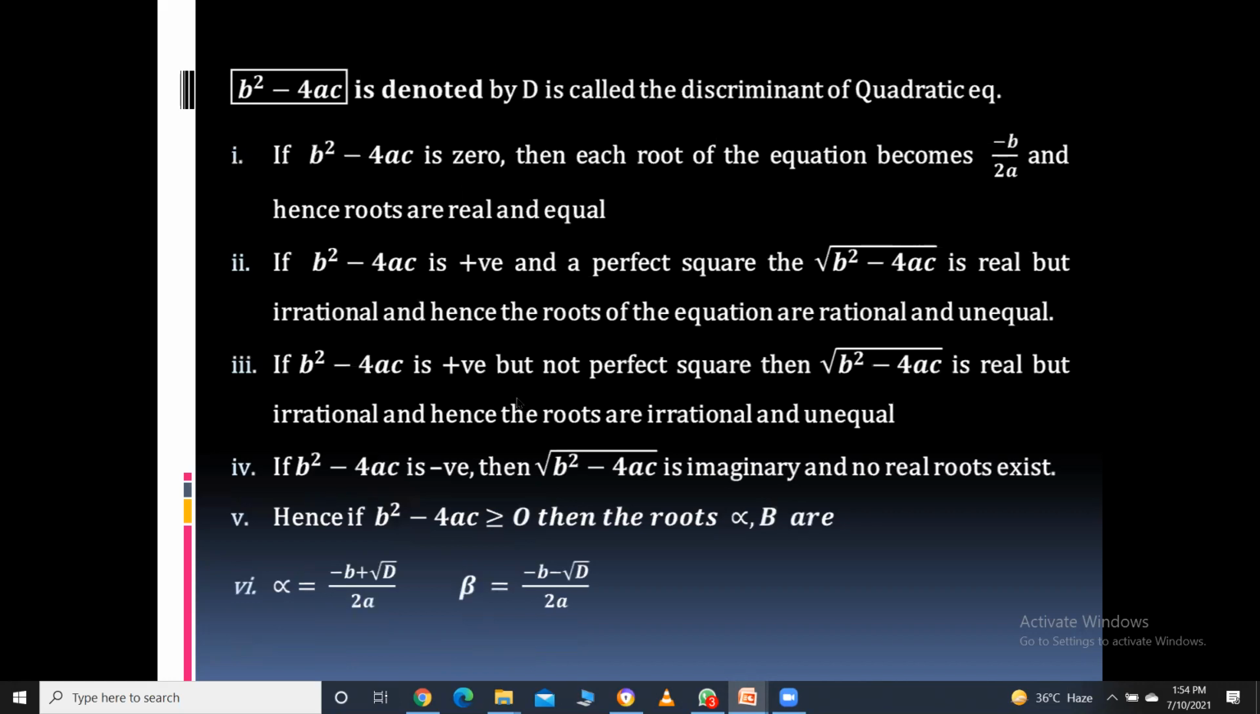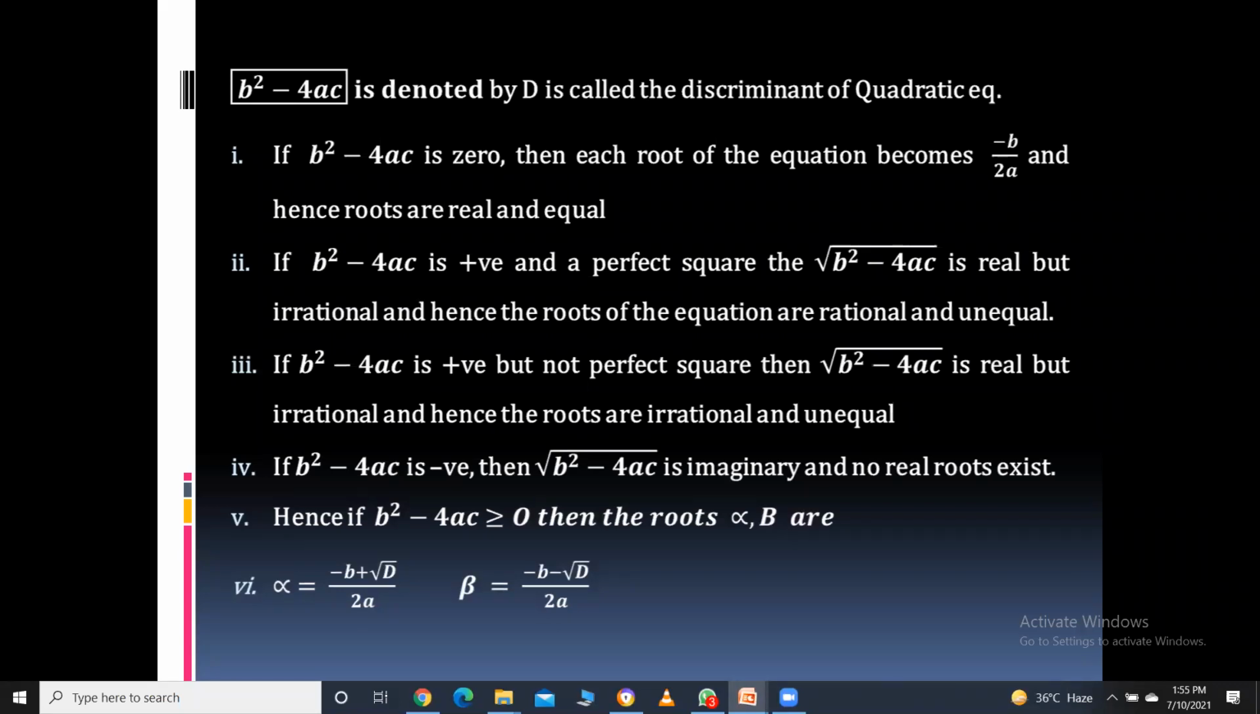Now, the term b square minus 4ac is denoted by capital D, and it is called the discriminant of the quadratic equation. But the value of b square minus 4ac can appear in four forms. In the first form, if b square minus 4ac is 0, then each root of the equation becomes minus b divided by 2a, and hence the roots come out to be real and equal.